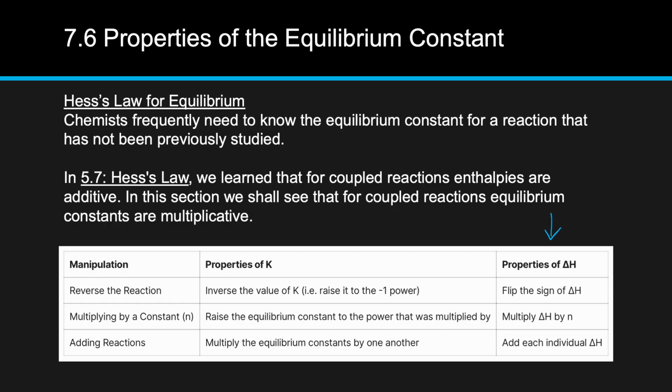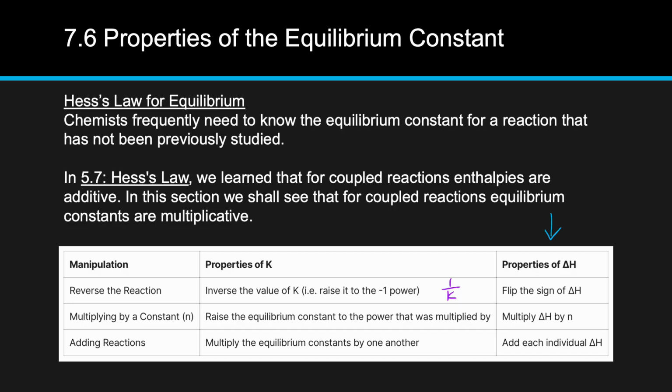So if I were to reverse the reaction, and so now my products are reactants and my reactants are products, I am going to inverse the value of K, which should make sense, right? Because K is the relationship between the products over the reactants. So if I turn the reaction to go a different direction, that means I need to flip the numerator and the denominator in my K value. So if I were to reverse the reaction for Hess's law for equilibrium constant, I am taking the inverse of K. So it would be 1 over K.